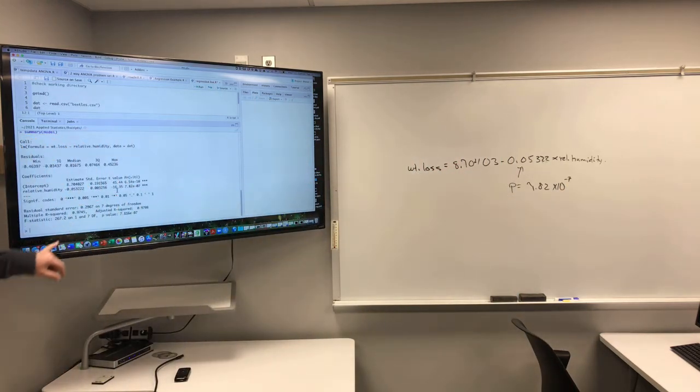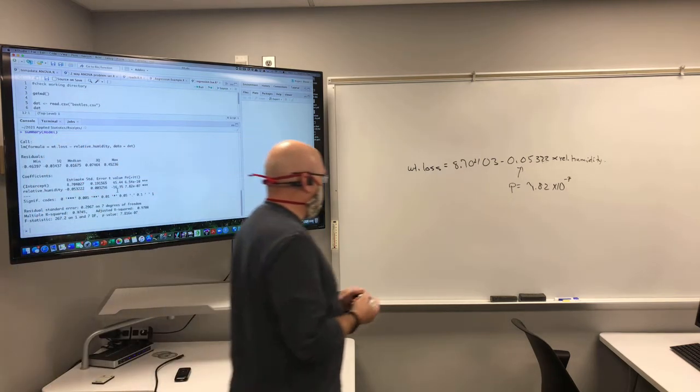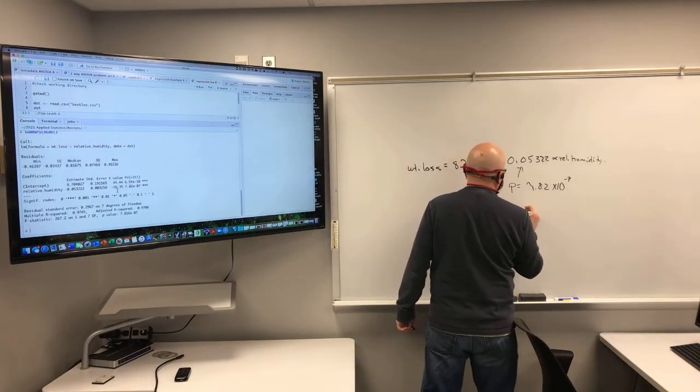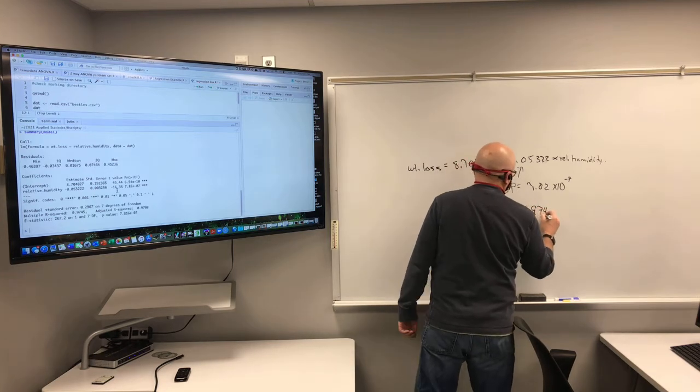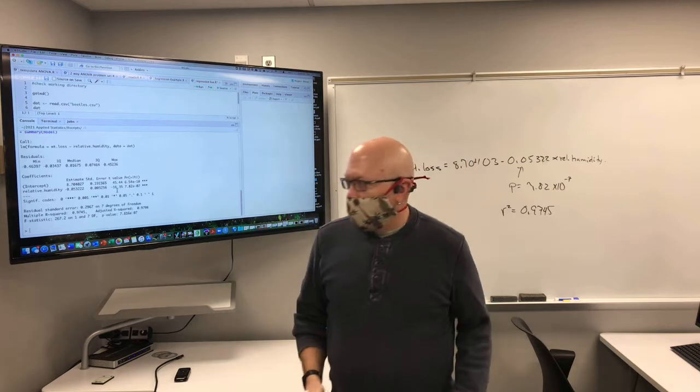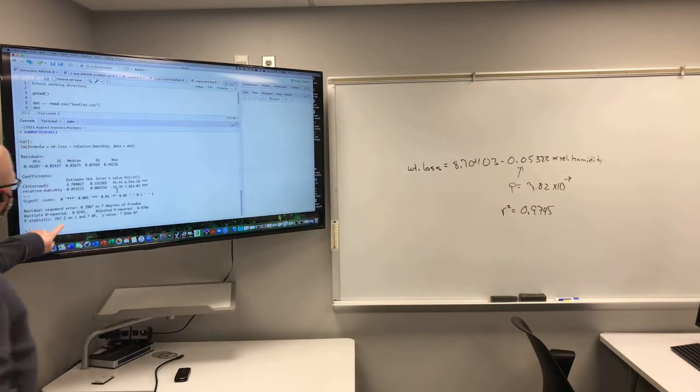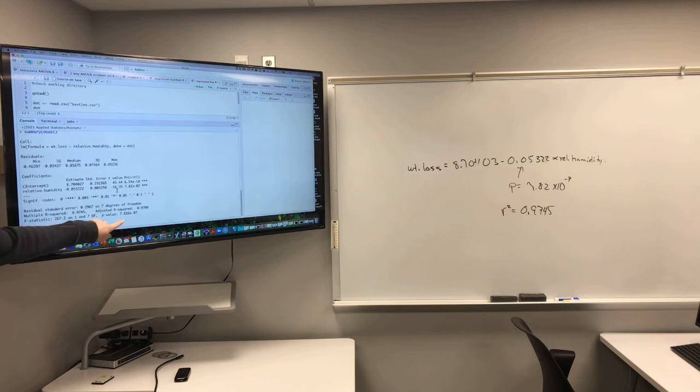It also gives you other things. It gives you things like the r-square value, in this case 0.9745. It gives us the F statistic, gives us the degrees of freedom, and this is basically what this p-value is based on. So this p-value here should be the same as this p-value here. So this actually gives you the statistical test. Yes, this is a significant negative correlation between these two variables.